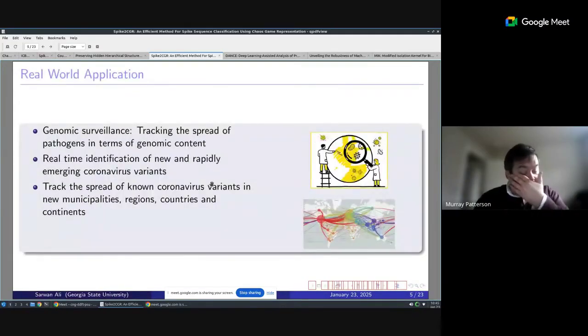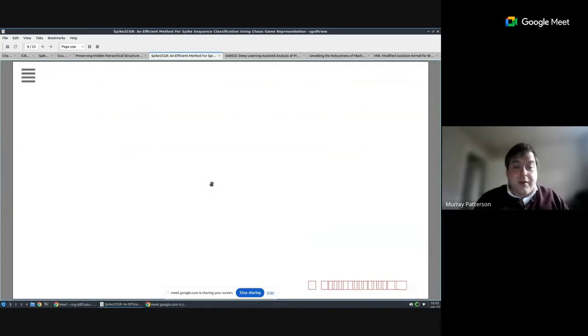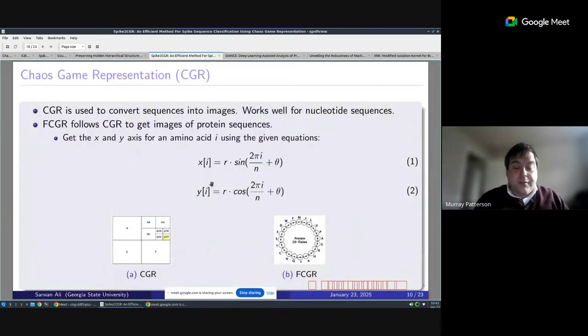I mean, the application is still kind of the same. So really, the chaos game representation, just to try to understand it: the first one that came out was for nucleotide sequences, where it's a way to convert a sequence into an image.